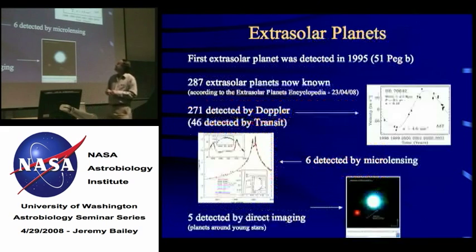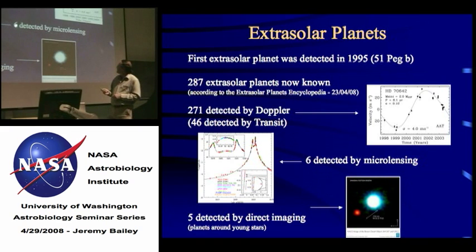Okay, so the current status of extrasolar planets. We now have 287 extrasolar planets known, according to the Extrasolar Planets Encyclopedia. Most of these have been detected by the Doppler method. That's looking at the varying radial velocity of the star as the planet moves around it and causes a wobble of the motion of the star. Quite a number now, and this is something that's increased very recently, are detected by the transit method, where we see the planet passing in front of the star. Those transit planets are very useful because we can use the transit to get information on the atmosphere of the planet.